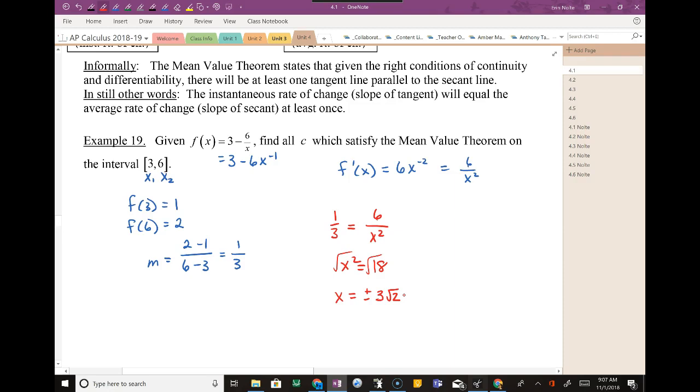So the c value, that's the x value where the slopes are the same. Remember, it has to exist within my interval. Of the two numbers that I just got, I have a negative 3 square root of 2 and a positive 3 square root of 2. Which one exists within my interval? Positive. So I can now conclude that the c value, where the secant line has the same slope as the tangent line, is at the x value of 3 square root of 2. What a nice number. All right, so that is it for you.